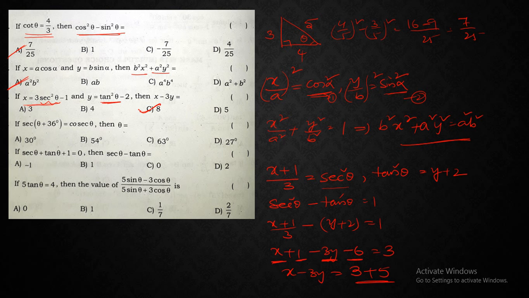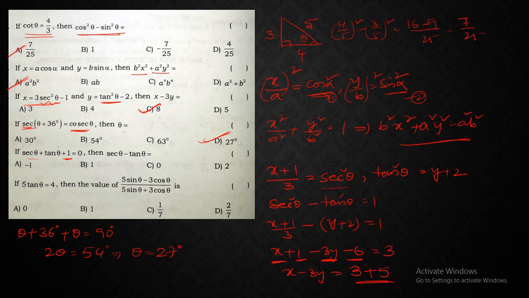Okay, next if you observe this, secant and cosecant are complement angles. Directly what do we know? So x plus theta plus 36 plus theta is equal to 90 degrees. So from this 2 theta is equal to 90 minus 36 is 54 degrees. So clearly theta is equal to 27 degrees. So answer is 27.